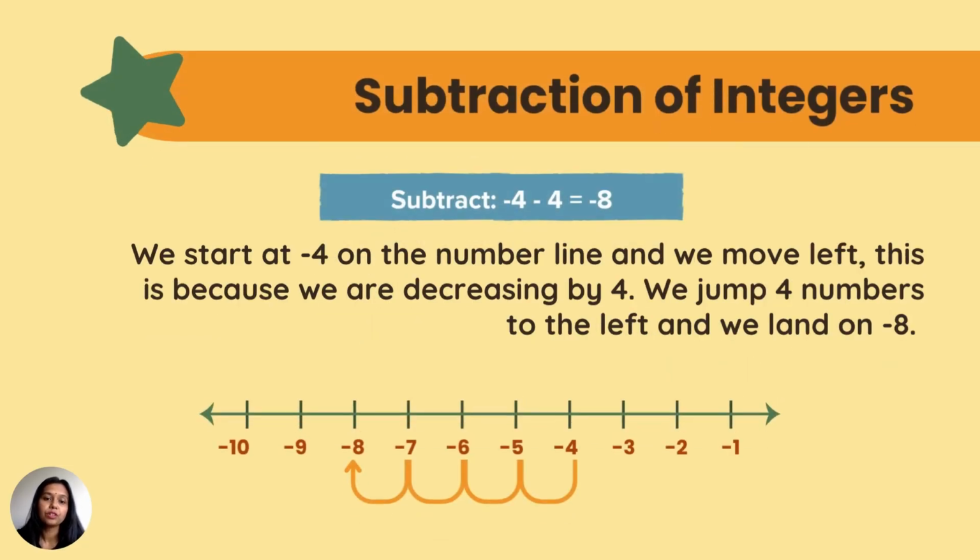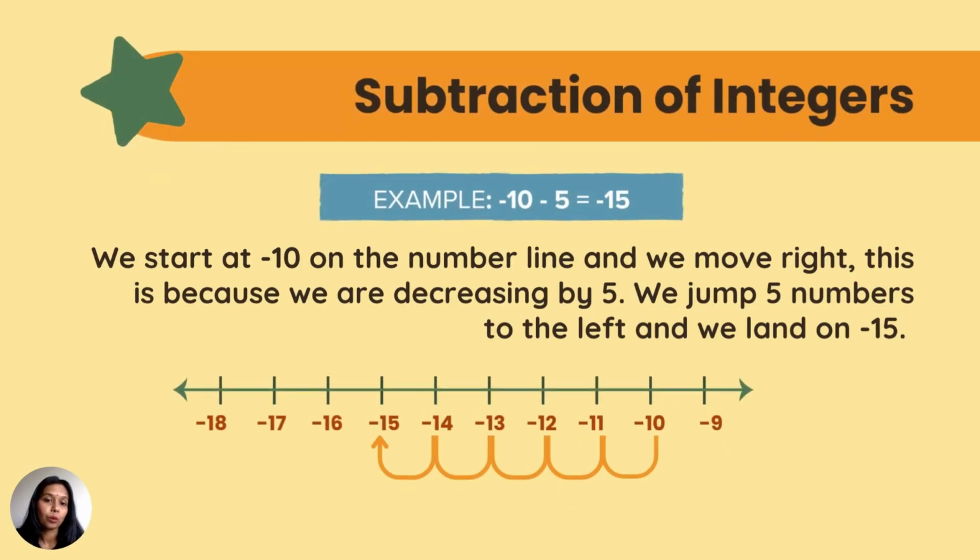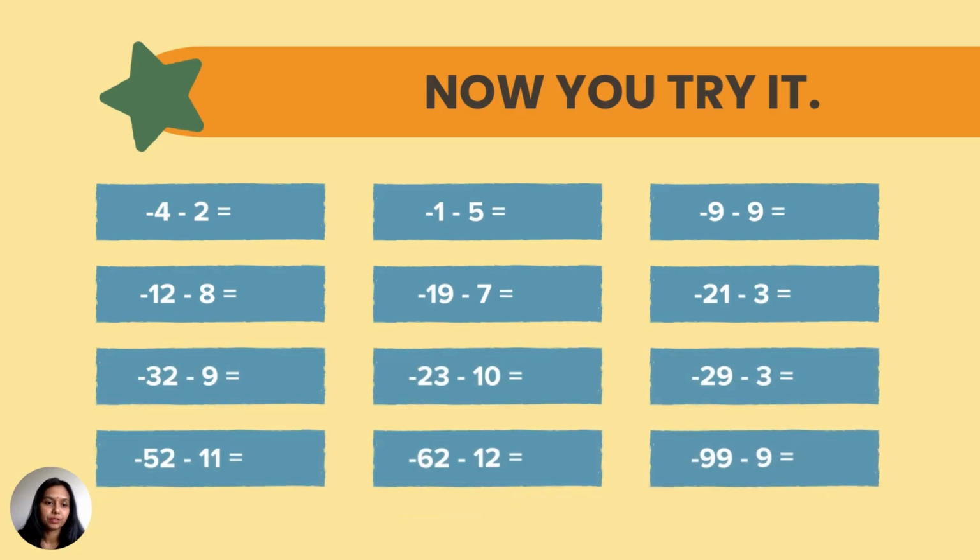In your next example, you have negative 4, you're minusing another 4, which means you're moving to the left. And if you start at negative 4 and move back 4 more spaces, you will end up at negative 8. One more example. So you're starting at negative 10, you're minusing 5, which means you're moving left 5 more jumps, and you end up at negative 15. Let's try some examples. So take a moment, try these few, and come back and look at the answers.